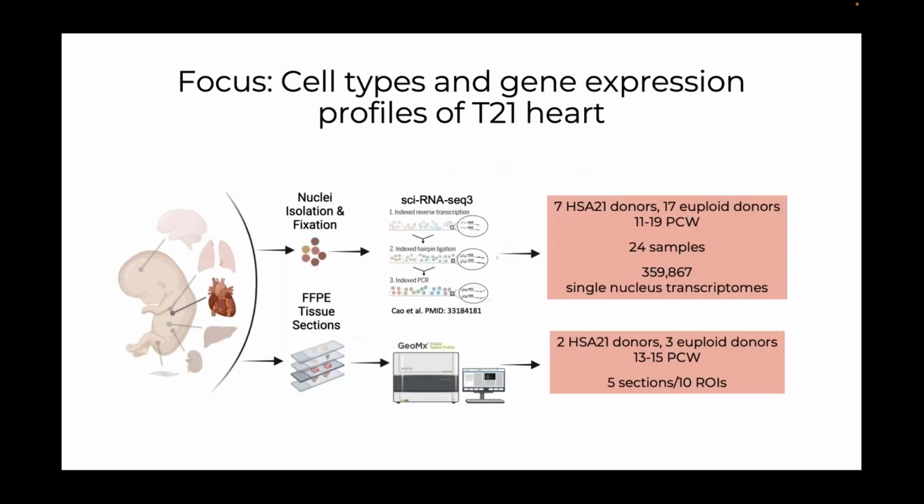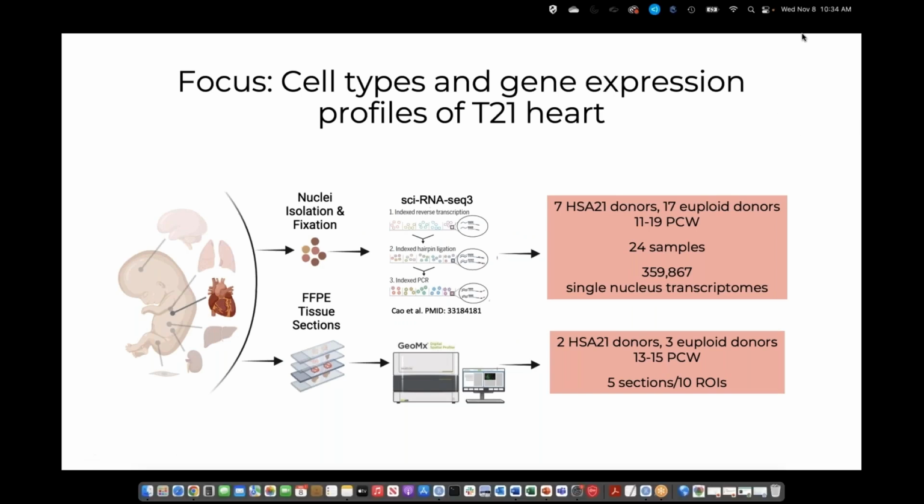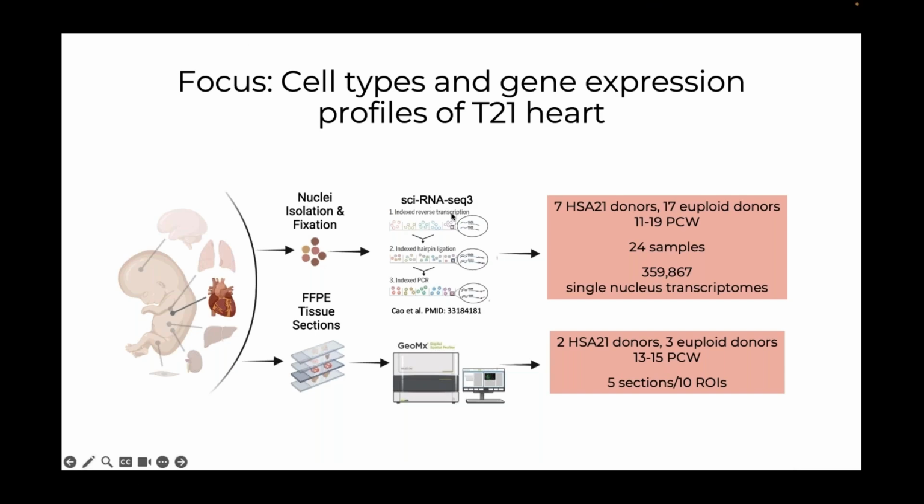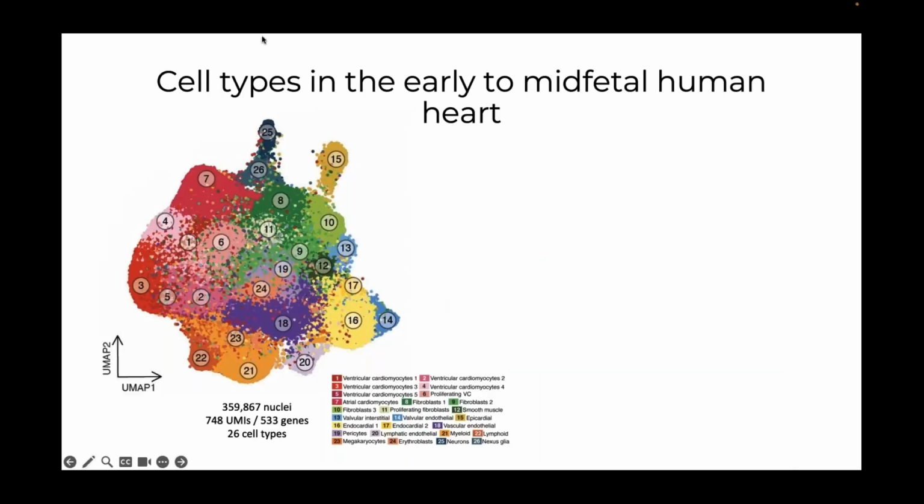So for the purposes of this talk, I'm not going to talk about all of our results, but just about the results for the heart itself. We were able to include 24 samples, and we recovered almost 400,000 single nucleus transcriptomes among these samples to look at more depth and detail of the heart.